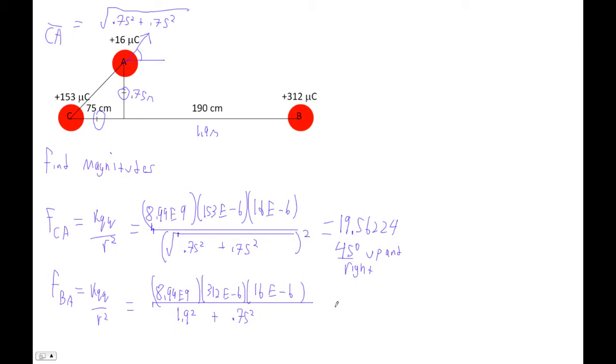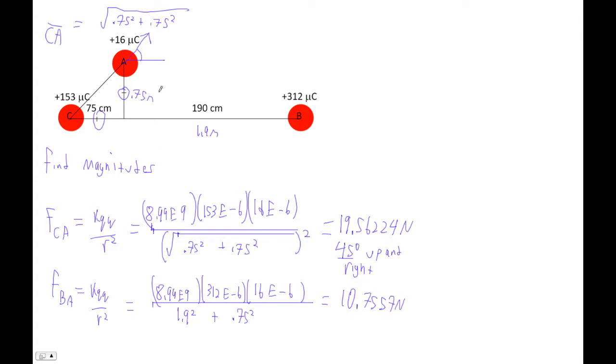But I'm getting lazy, so let's do this. I'm just editing what I did before. Let's change one of these to 1.9. The 16 stays the same, but the 153 is a 312 now. So I get 10.756 newtons of force.